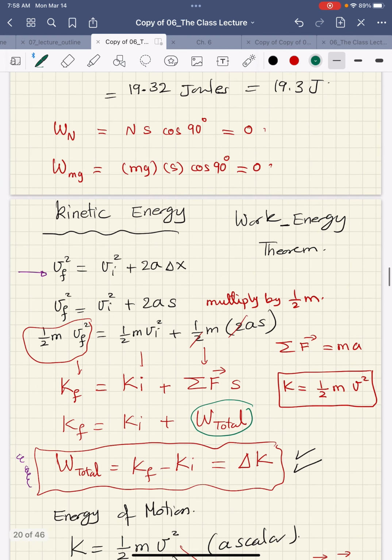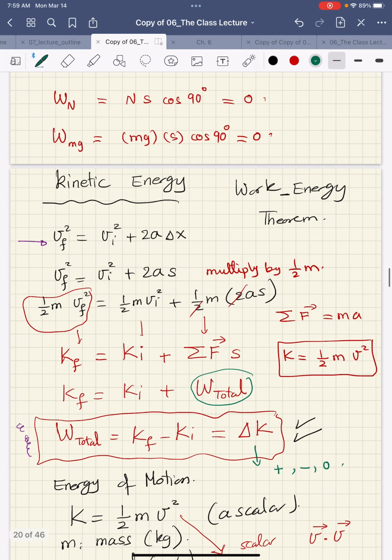Remember that delta K can be positive, can be negative, can be 0. And it is always final minus initial. Don't put it as always positive. It depends on what your initial and your final are.